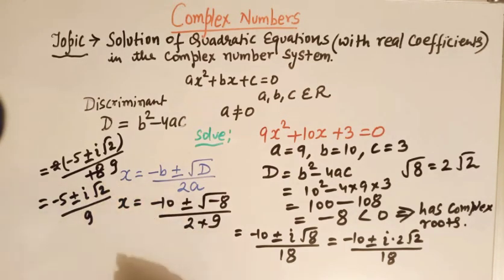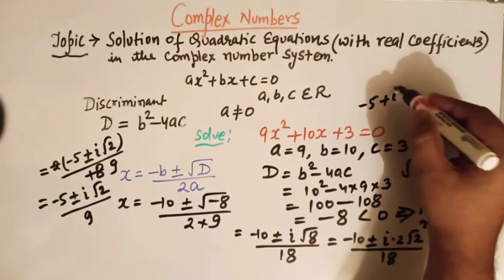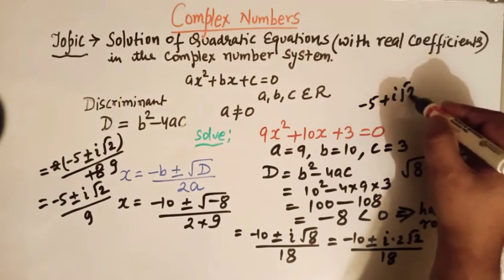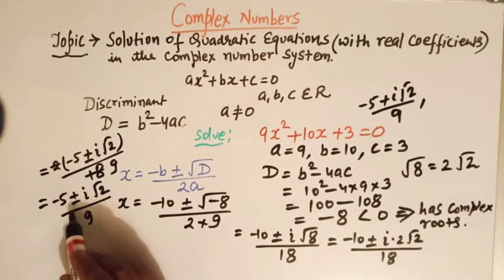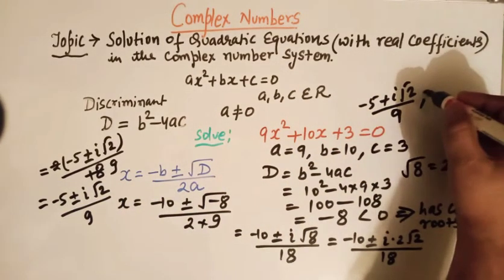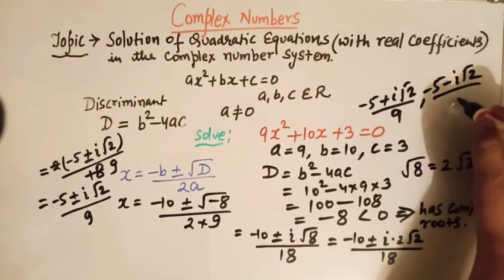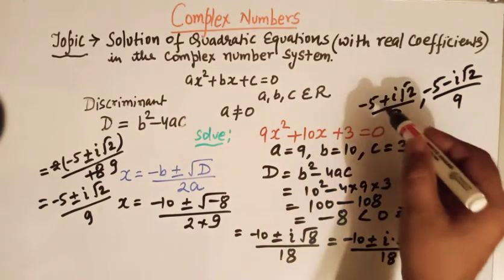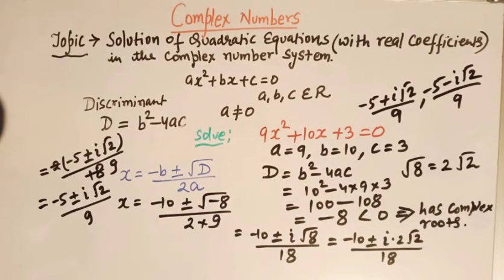So the 2 roots are given by minus 5. The first root, taking the positive sign, is minus 5 plus iota times square root of 2 divided by 9. This is the first root, and the second one, taking the negative sign, is minus 5 minus i root 2 divided by 9. Clear? So these are the 2 complex roots of this quadratic equation.